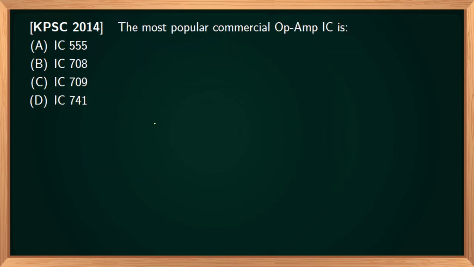The most popular commercial op-amp IC is option A, IC 555, B, IC 708, C, IC 709, option D, IC 741. So IC 555 is a timer IC, IC 709 is an op-amp, but the most commonly available op-amp IC is IC 741. The correct option is IC 741.